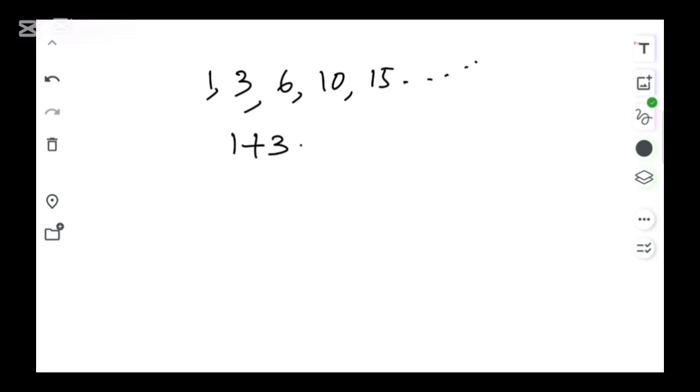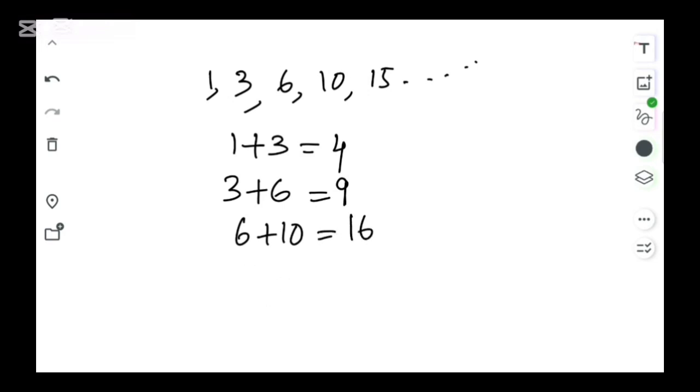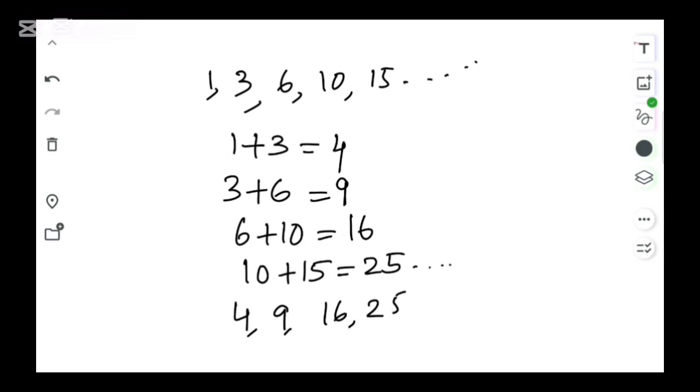1 plus 3 is equal to 4. 3 plus 6 is equal to 9. 6 plus 10 is equal to 16. 10 plus 15 is equal to 25, and so on. When we add consecutive triangular numbers, we get 4, 9, 16, 25, and so on.